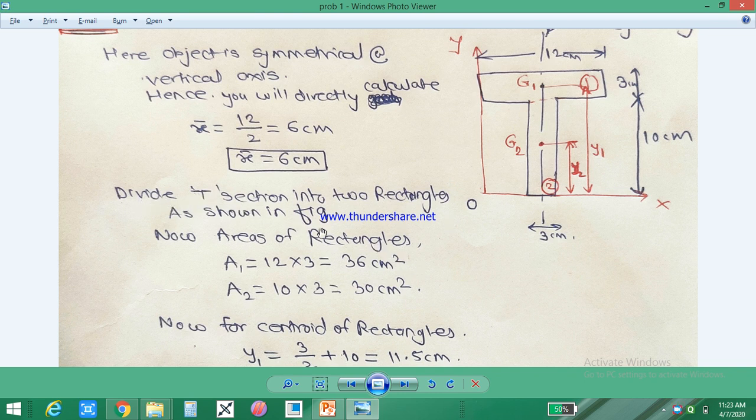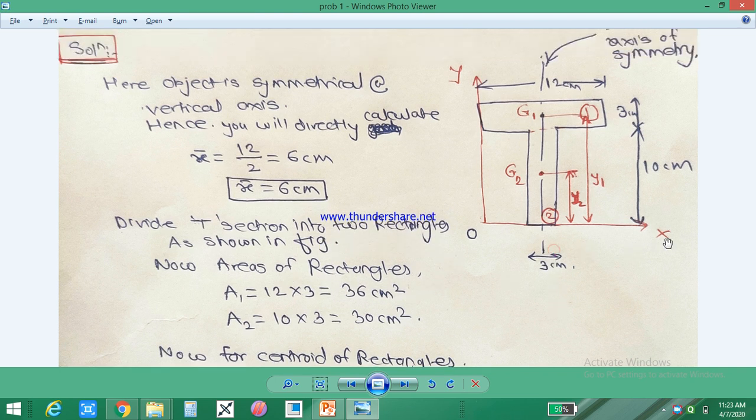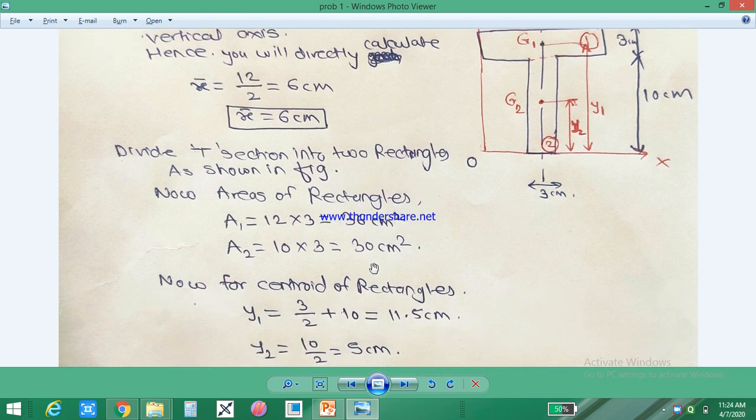So divide the T section into two rectangles. Now find out the areas of the rectangles. We have placed the object in the first quadrant and divided it into two rectangles. A1, the first rectangle, is 12 into 3, which is 36 centimeter square. Now area A2, the second rectangle, is 10 into 3, this distance 10 into this width 3, which is 30 centimeter square. So we have calculated the areas A1 and A2.